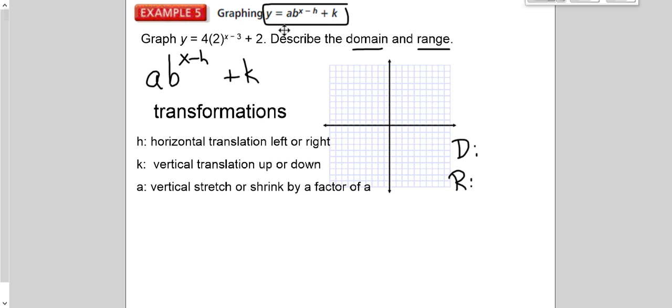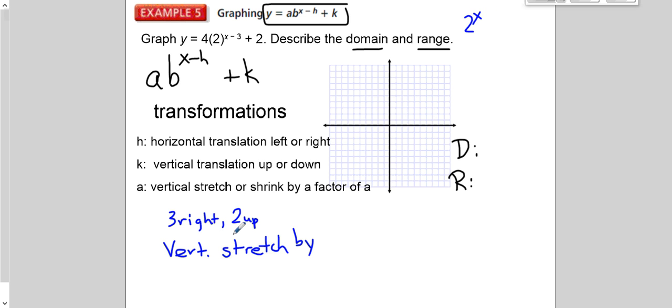So when they tell us to describe the transformations, this would be a vertical stretch by a factor of 4. And a horizontal translation, this would be 3 units to the right, 2 units up, and a vertical stretch by a factor of 4. These are the transformations that were done to the basic parent function of 2 to the x. So now they've done 3 different things to it.